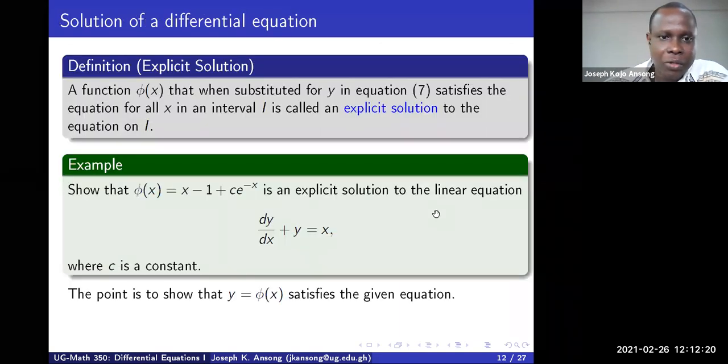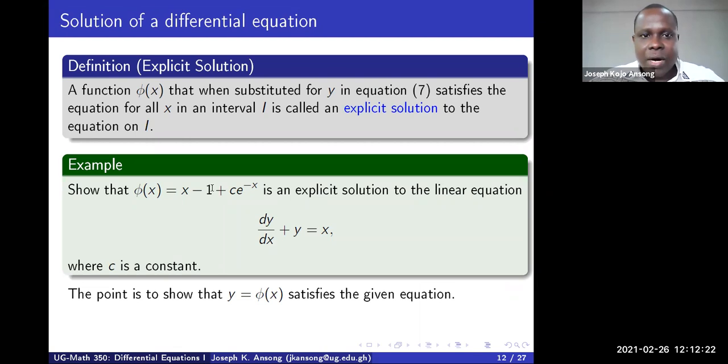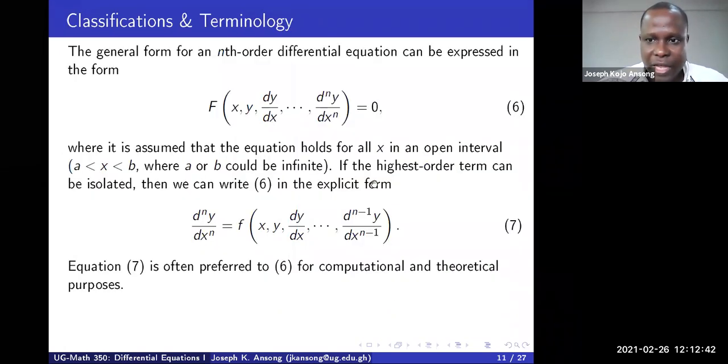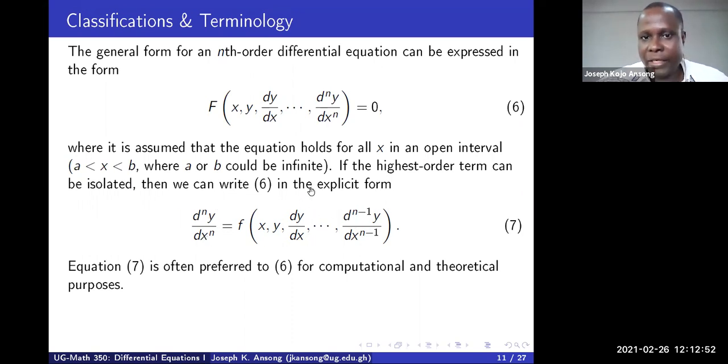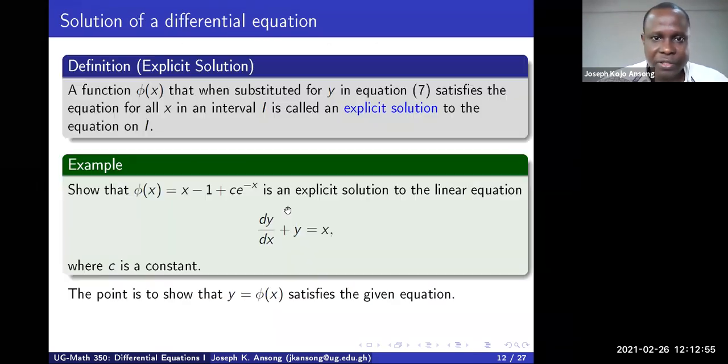Okay, good. Now, what do we mean by the solution of a differential equation? We have explicit solutions and implicit solutions. For the explicit, a function phi of x, when substituted for y in equation 7, the explicit equation here, gives the left-hand side equal to the right-hand side, then that phi is a solution. So that's what the definition is saying.